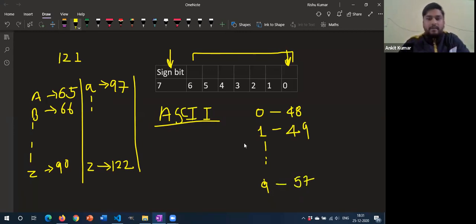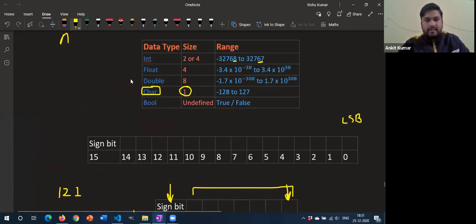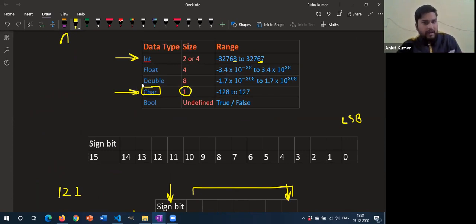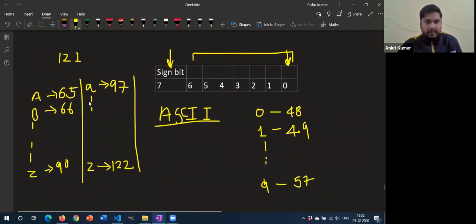Now, I will suggest one thing: from this table you should remember the size and the range for integer data type and character data type. This is the minimum. If you want to remember float and double as well, you can definitely learn it. But integer and character you should remember. Now, this range that I have written is for 2 bytes only. As you know, you can calculate for 4 bytes as well, so this will be a bit larger. But integer and character, that is a must. You should learn these, and also these character codes.